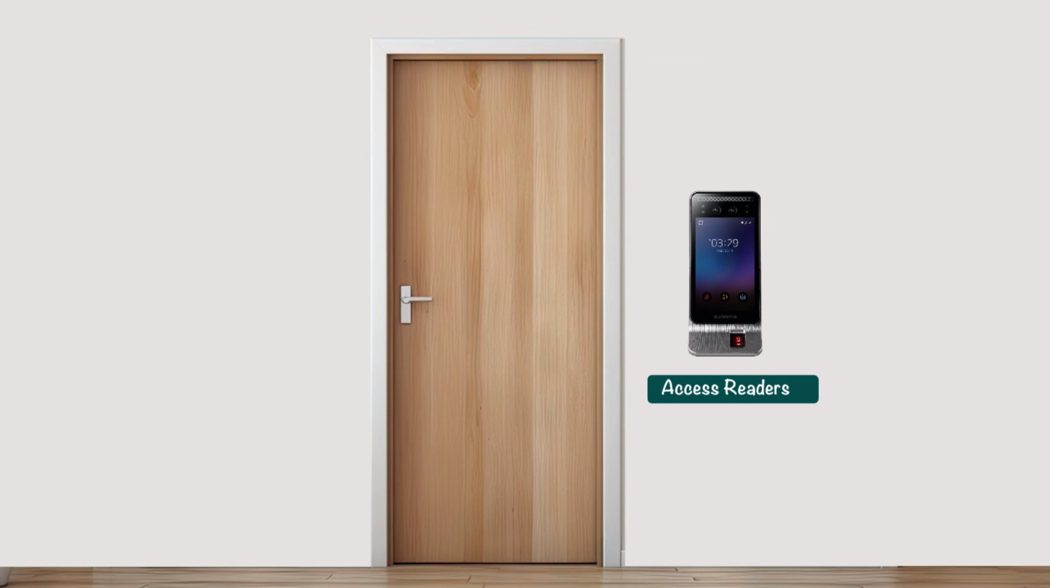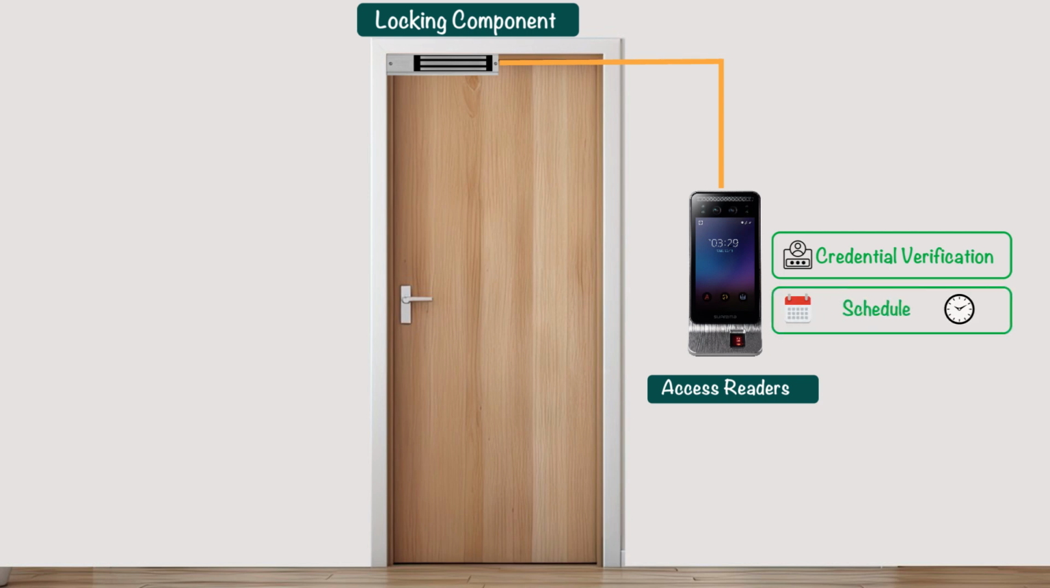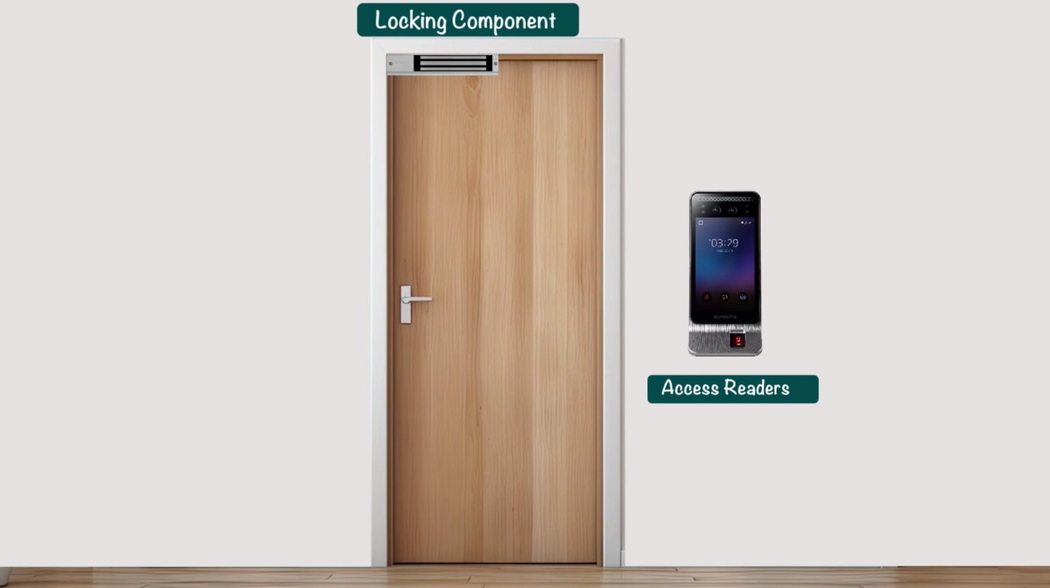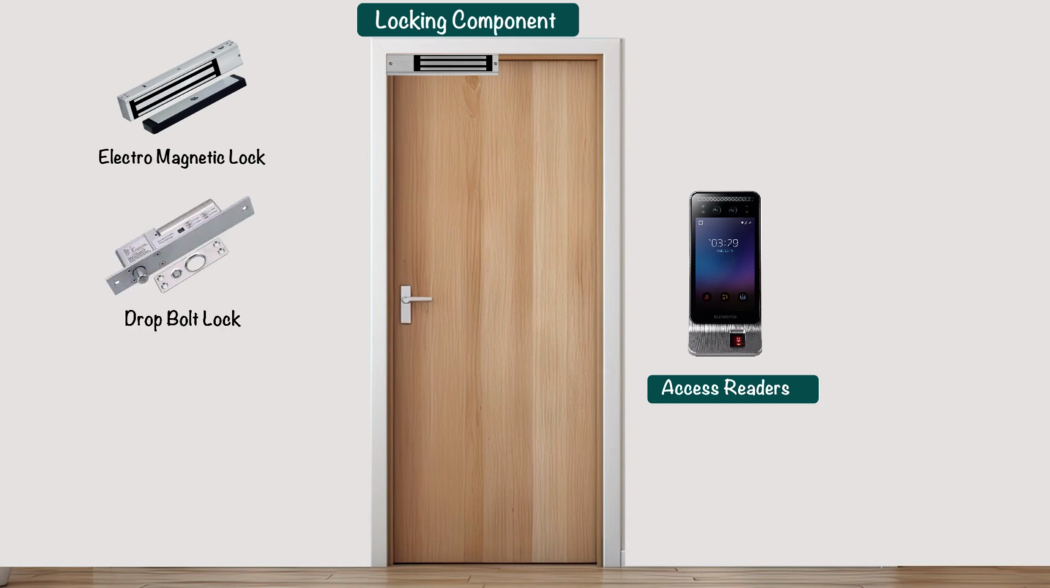The second component is the locking component. This is something that holds the door and unlocks it when triggered by the access reader or controller after the user access credential and schedule verification. The most commonly used locks are electromagnetic locks. There are more lock types as well, such as drop bolt locks and strike locks, which can be used based upon the requirements.